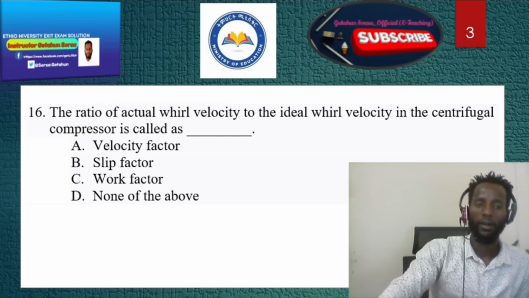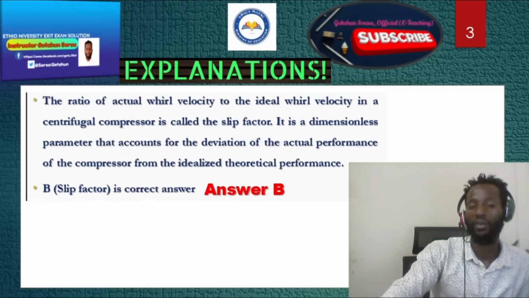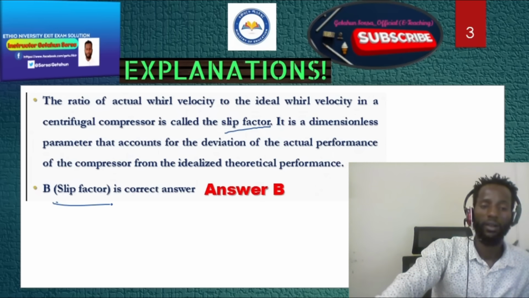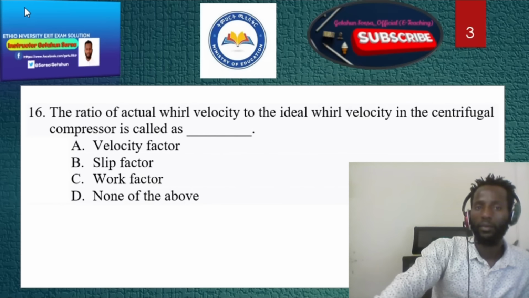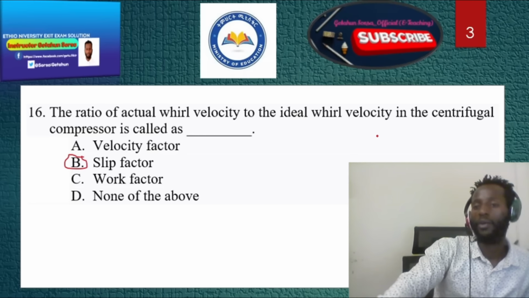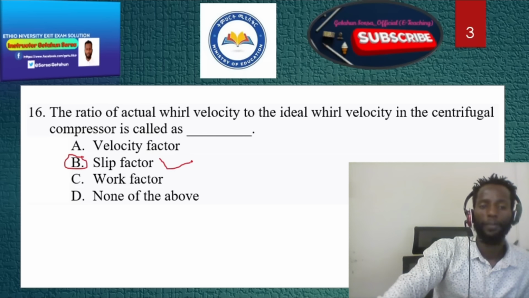So which one is the ratio of actual wheel velocity to the ideal wheel velocity in the centrifugal compressor? We have a similar discussion for this specific question. The ratio of actual wheel velocity to the ideal wheel velocity in a centrifugal compressor is called slip factor. So choice B is the correct answer for this question: slip factor. So this is the correct answer.